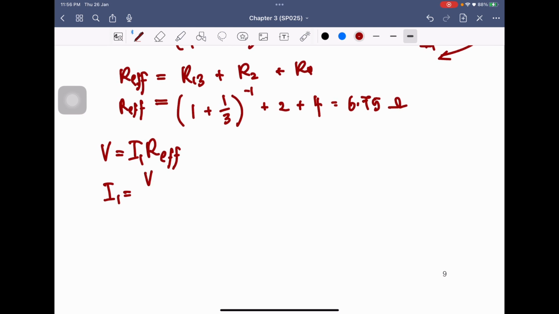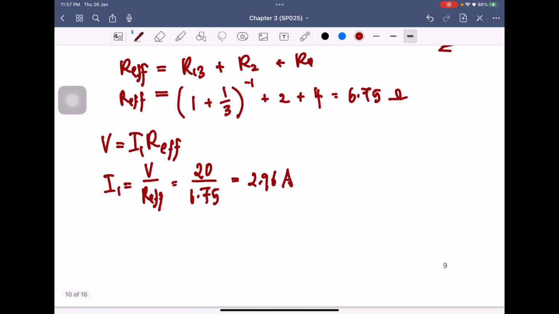Okay, so this is going to be V over R_eff. So this is 20 over 6.75. So the current that is flowing through the 3 resistors is 2.96 ampere. Okay, so now how do we determine the current across the third resistor is we are going to use this equation.